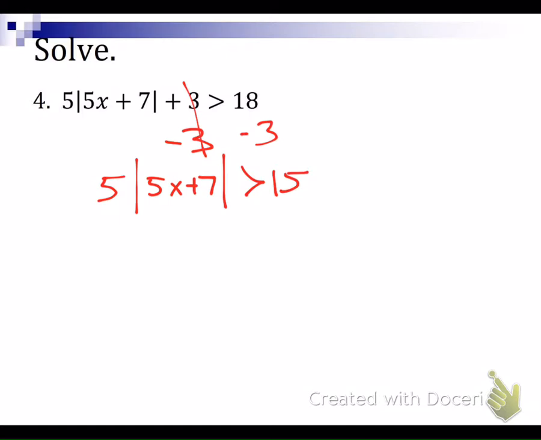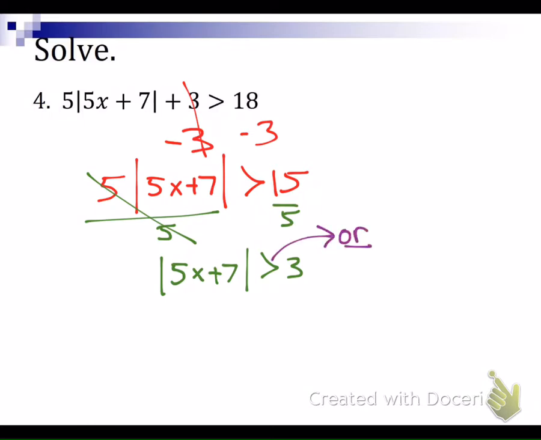15, then what? Divide both sides by 5. Absolute value of 5x plus 7 is greater than 3. Greater than is what type? Or. Come on, guys. Greater. So 5x plus 7 greater than 3 or 5x plus 7 less than negative 3. Perfect.